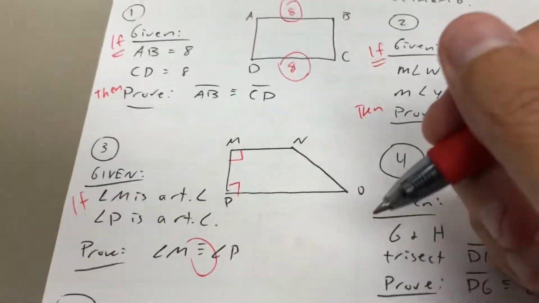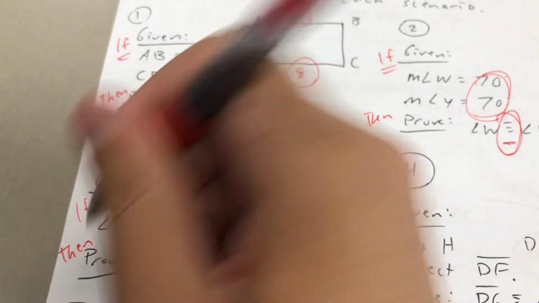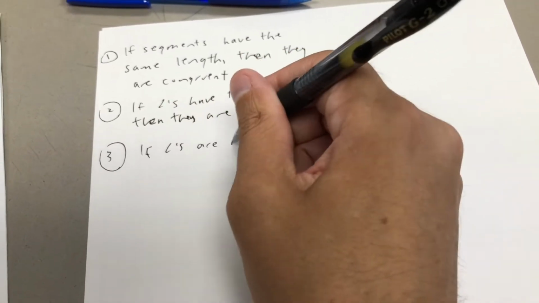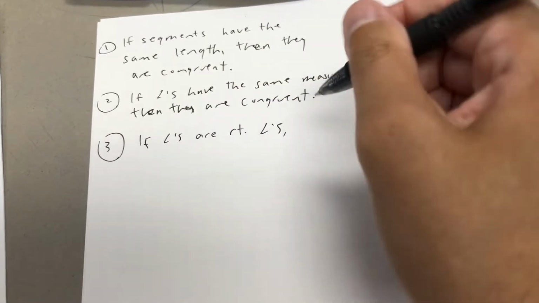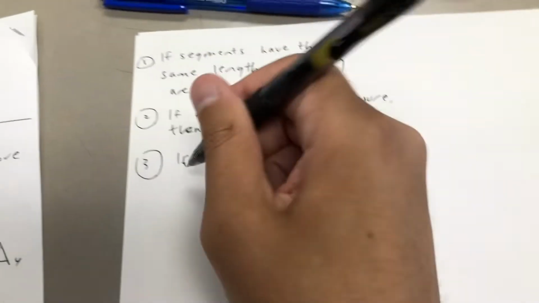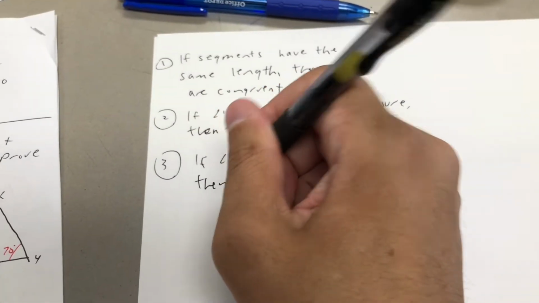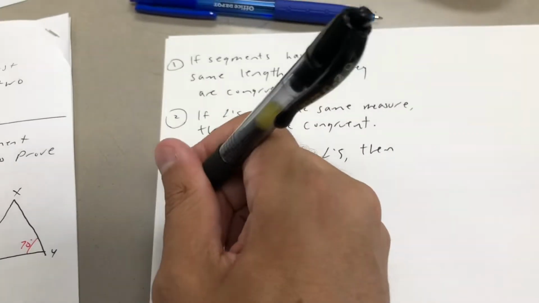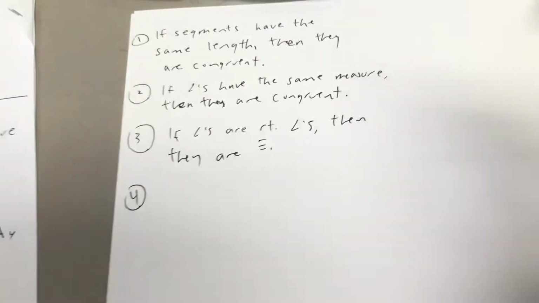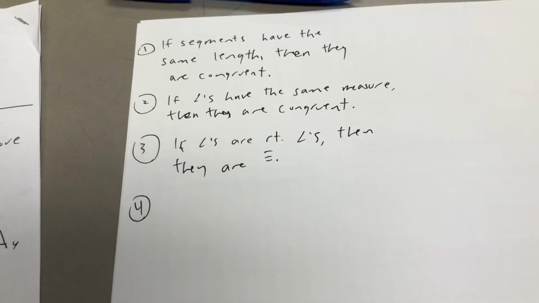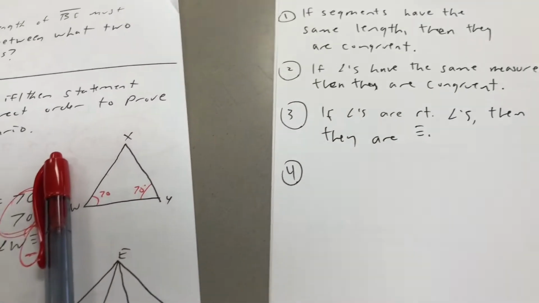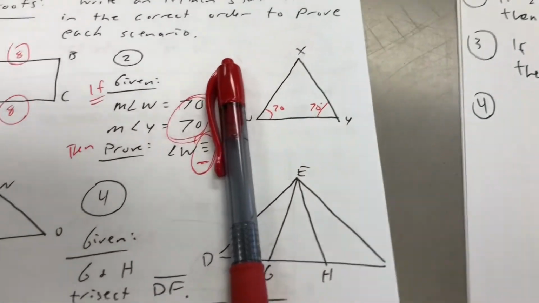My if is going to go with this information. My then is going to go with this kind of information. So that would be if angles are right angles, then they are congruent, okay? And that is a special theorem. So if you're wondering why are we allowed to mention what kind of angles we have here, it's because we have a special theorem for right angles and for straight angles. So that's the only one where you can say what kind of angle it is specifically.